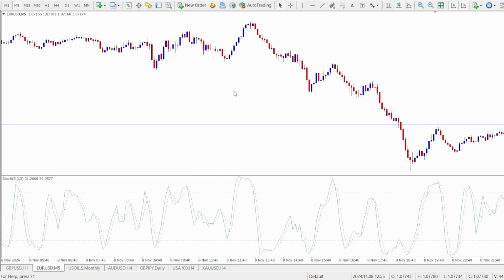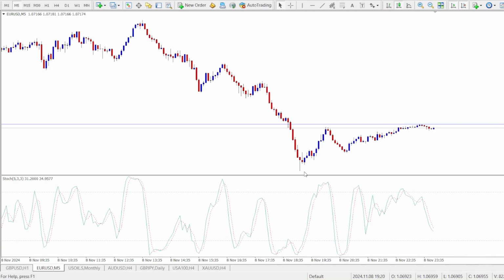For example, when you enter a sell here, like I said, you can just set your stop loss above the swing high, okay? So if it's a buy, you can just set your stop loss below the swing low, just some pips away from your entry point, all right?